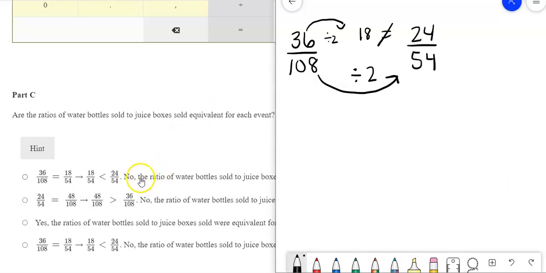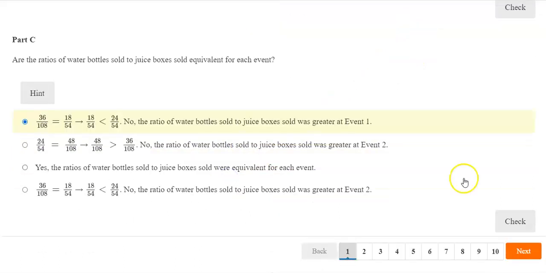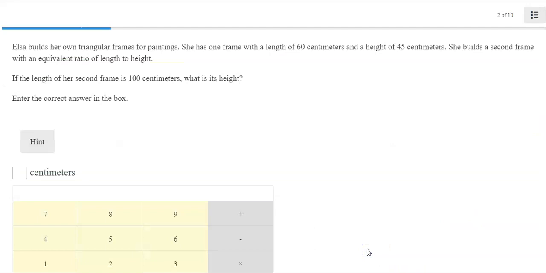So 18 would be less than 24. So your answer is this first one. Okay, let's look at number 2. In your book, it's number 5.